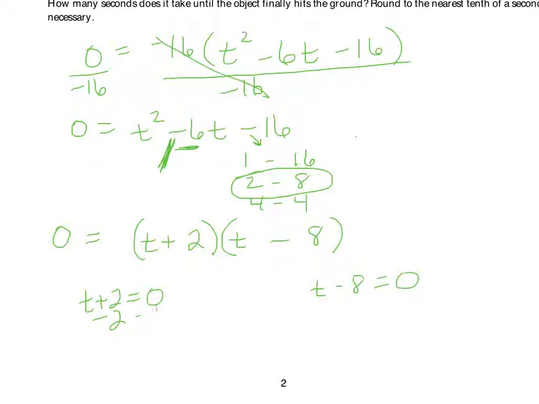Well, the first one gives me a time of negative 2 seconds. That's 2 seconds before anything was done, so we know that's not the answer. It's not going to hit the ground 2 seconds before you throw it. That's crazy talk, okay? So I know that's not it. This one gives me 8. So that's my answer there. At 8 seconds, it's going to hit the ground.